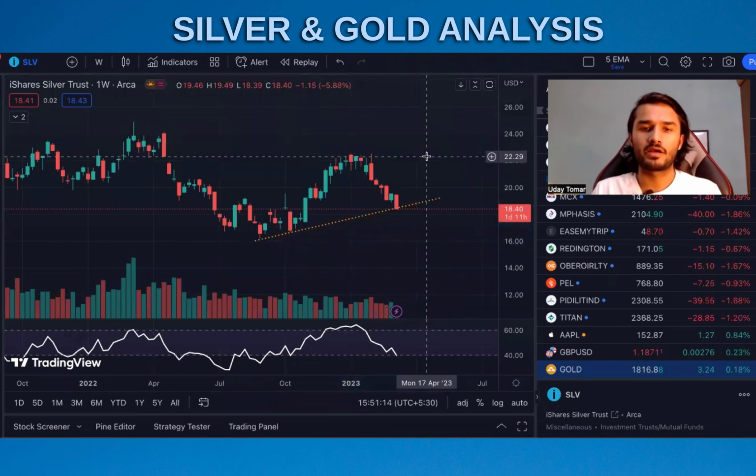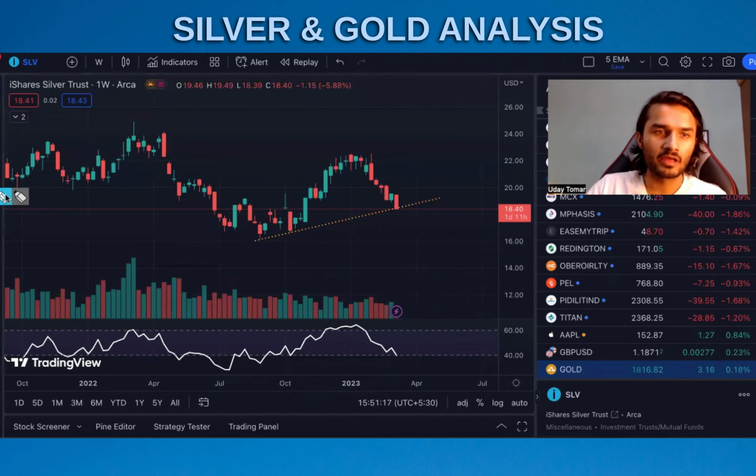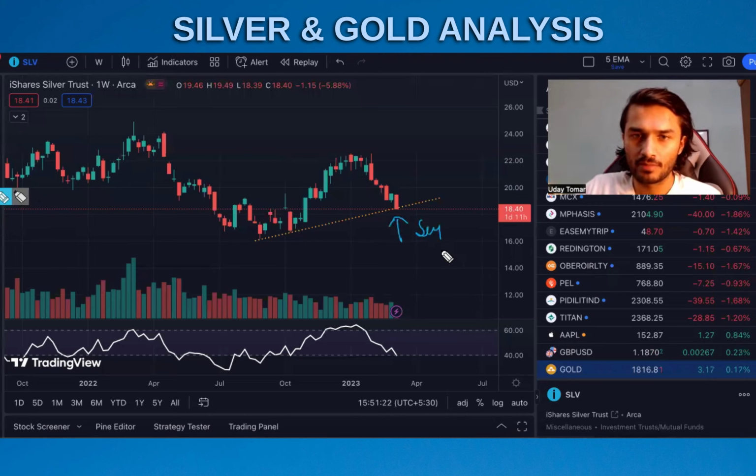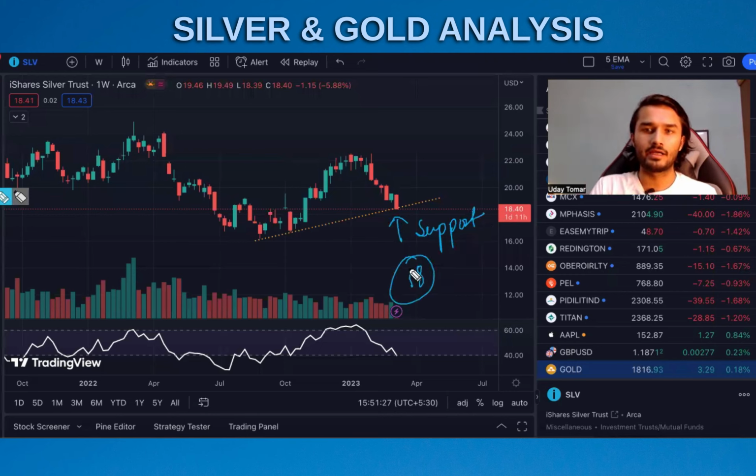So currently we are around a weekly trend line, and I think that this is a strong trend line. So this is a support, in my opinion, which can be held. So 18 is the level which I am looking at in SLV, the iShares Silver Trust.